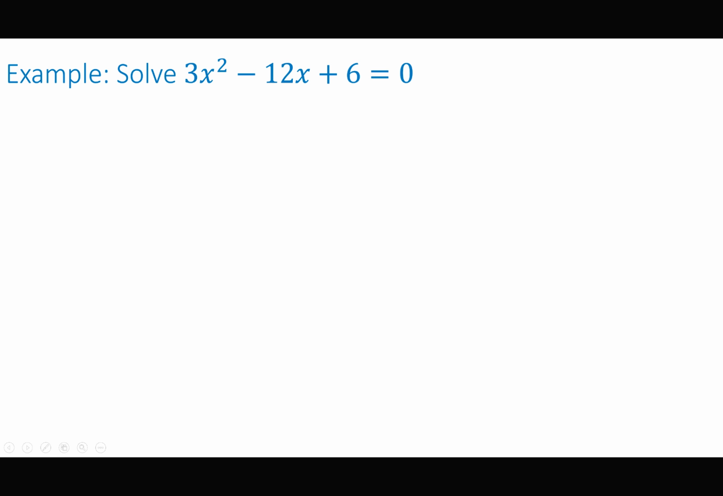Take a look at another one. 3x squared minus 12x plus 6 equals 0. So now this is one where my a value is not 1, so I'm going to divide all terms by that 3. So now I have x squared, 12 divided by 3 is 4x, 6 divided by 3 is 2, all equaling 0.